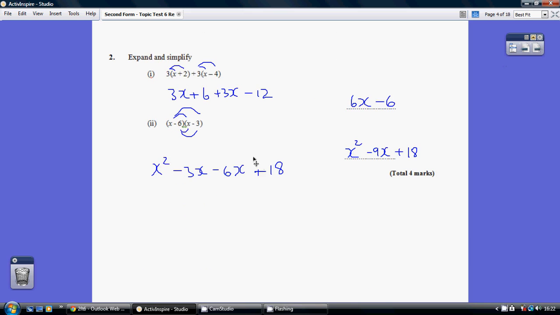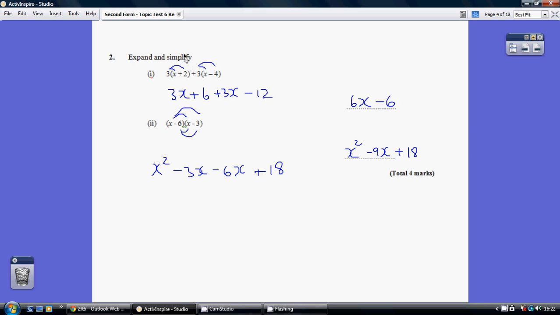So a bit more of the same really, but just a bit more difficult as we've got negatives coming into play. So 3 times x and 3 times 2, so that's 3x plus 6. 3 times x and 3 times minus 4, so that's 3x. And remember, a plus number times a minus number is a minus, so that's minus 12.